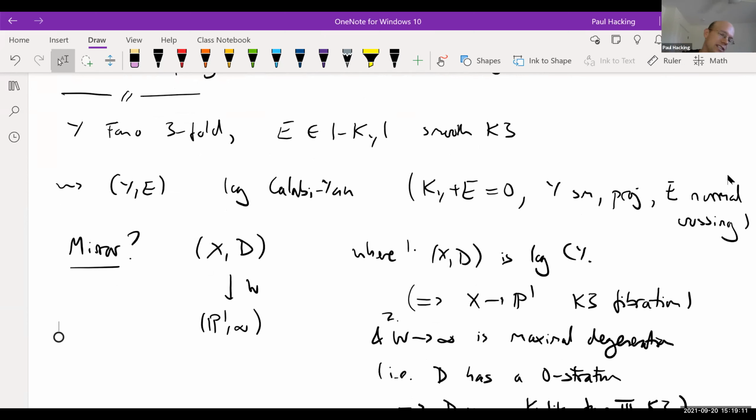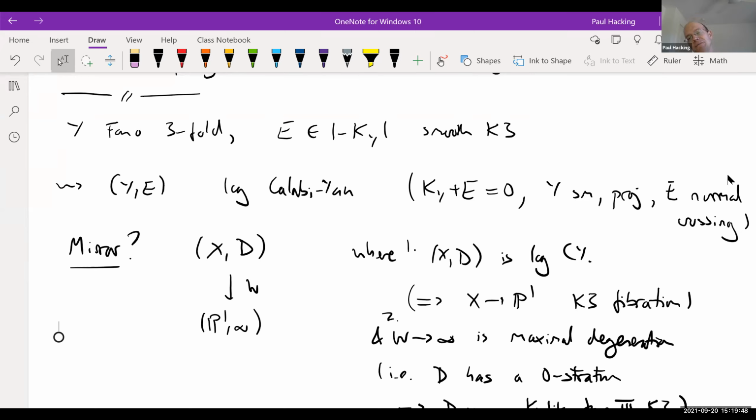And of course, historically, there was the notion of a Landau-Ginzburg model, and this is a slight refinement of that. So actually what we consider is another log Calabi-Yau. So this time it has a function, a morphism to P1, such that D is a fiber, the boundary is a fiber. And so in particular, it tells you that this is actually a K3 fibration, just using the adjunction formula.